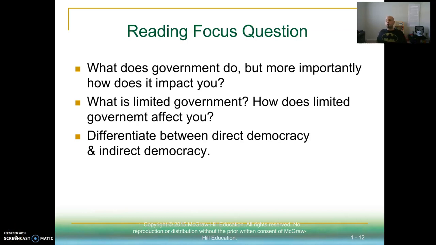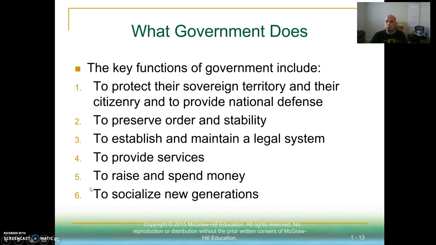All right, let's go ahead and start with the focus questions. Now that you're finished reading, what does government do? But more importantly, how does it impact you? What is limited government? How does limited government affect you? And then last but not least, you should differentiate between direct democracy and indirect democracy. All right, easy enough. Let's go ahead and look at the next slide.